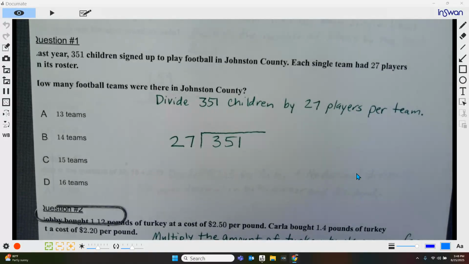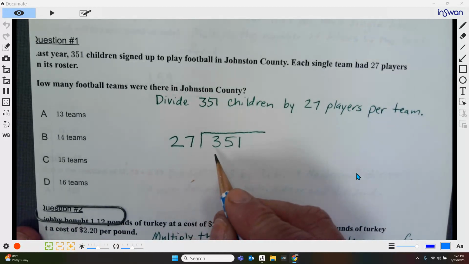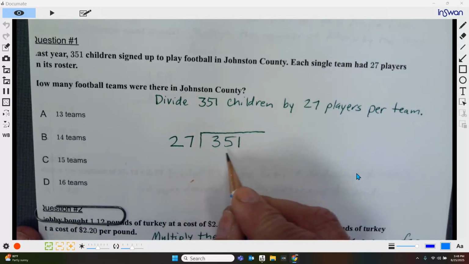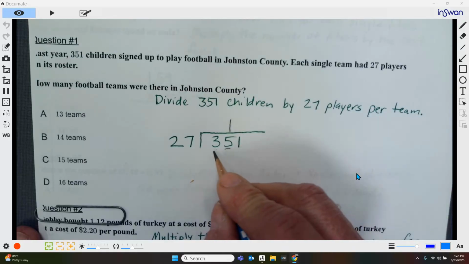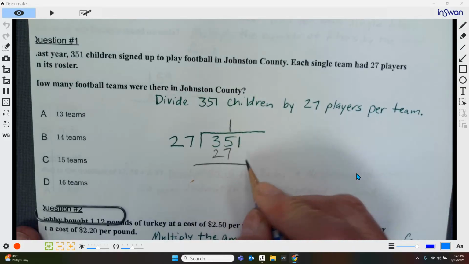So let's jump right in. Number one, it said last year 351 children signed up to play football in Johnson County. Each single team had 27 players in its roster. How many football teams were there in Johnson County? You're going to divide 351 children by 27 players per team. So you start by dividing through the place values. 27 will not go into 3, but it goes into 35 one time. 1 times 27 is 27.